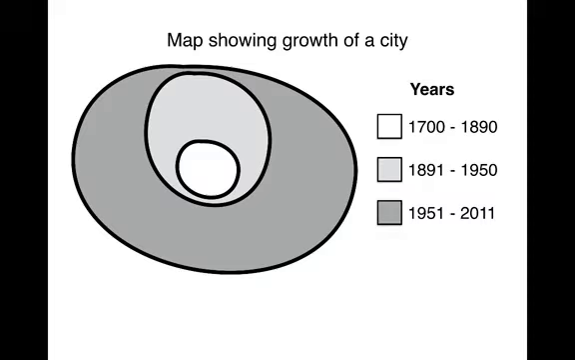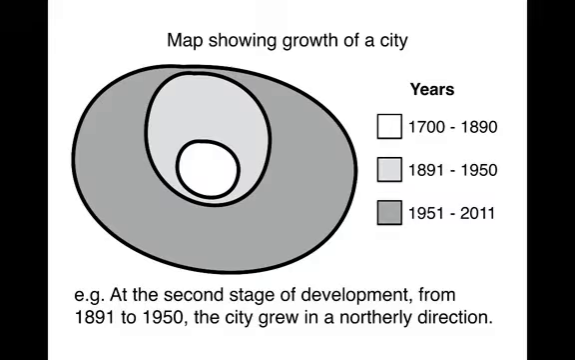An example sentence, at the second stage of development from 1891 to 1950, the city grew in a northerly direction. So you can see steps language in this sentence, at the second stage of, but we can't see the passive in this sentence. The verb is grew, and that's because we have a clear subject.